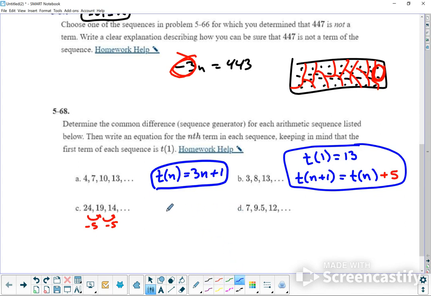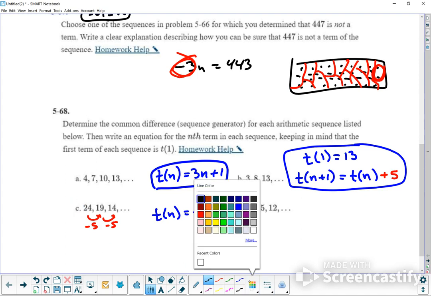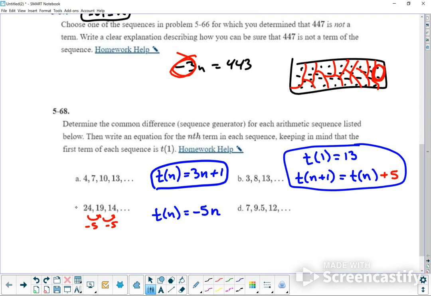Remember, it's y equals mx plus b, but we can write it like this. T of n equals, so it's going down by 5, and then plus b, or what's the 0 term? If this is the first term, second term, third term, and I wanted the 0 term, I would have to go backwards. Instead of subtracting 5, I would have to add 5. So 24 plus 5 makes 29. So this would be plus 29.